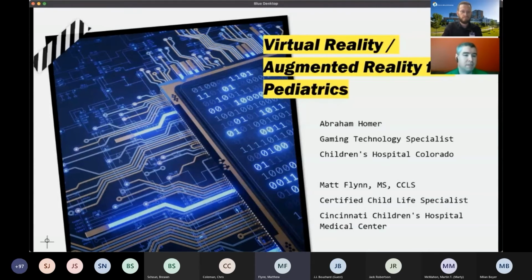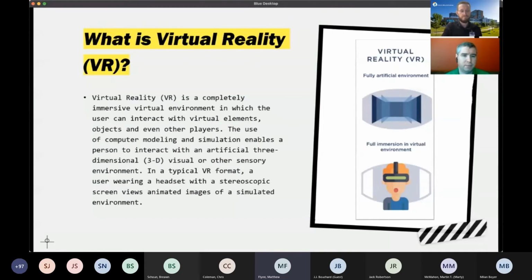And let's start off simple. What is virtual reality? There are multiple definitions based on how immersive the experience is. For the purposes of this presentation, we define virtual reality as a completely immersive virtual environment in which the user can interact with virtual elements, objects, and even other players.